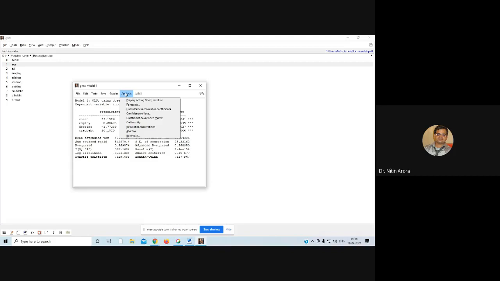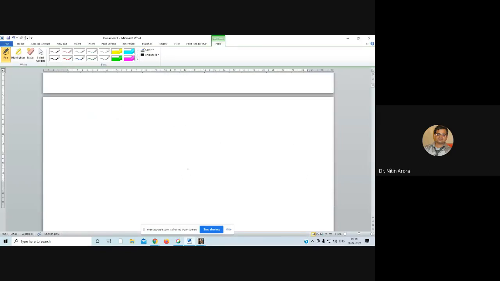Then we have many other analyses. For example, the problem of multicollinearity we have to observe. Hope you remember what multicollinearity is, since we are estimating a regression.